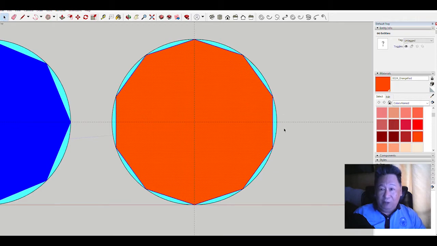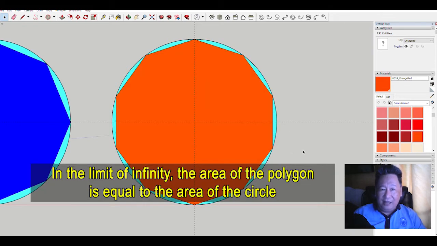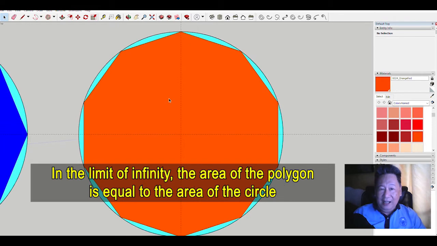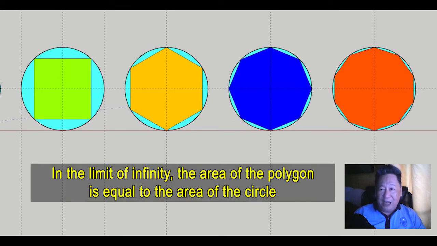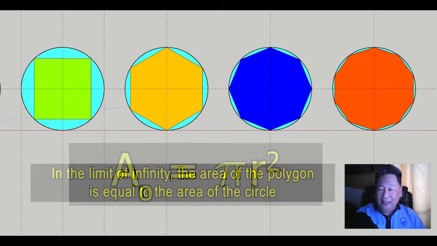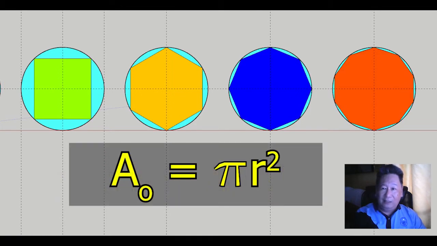The area of the polygon is nearing the area of the circle. Though it can never get there, we need an infinite number of sides to have the area of the circle. So we can say that in the limit of infinity, the area of the polygon is equal to the area of the circle. Though the Greeks did not fully grasp the notion of limits, they were able to develop this rudimentary technique and prove the area of a circle this way. Area equals pi r squared.